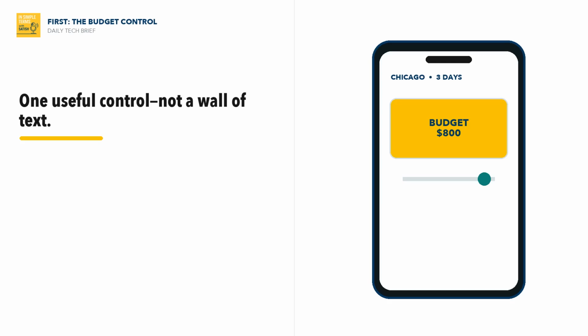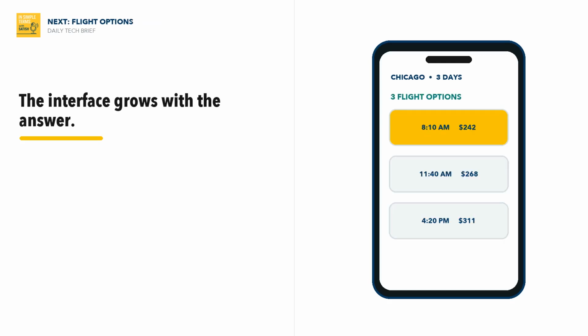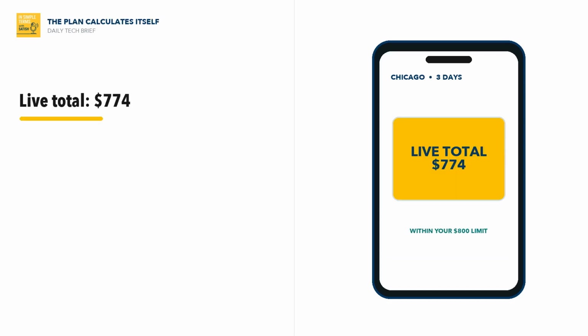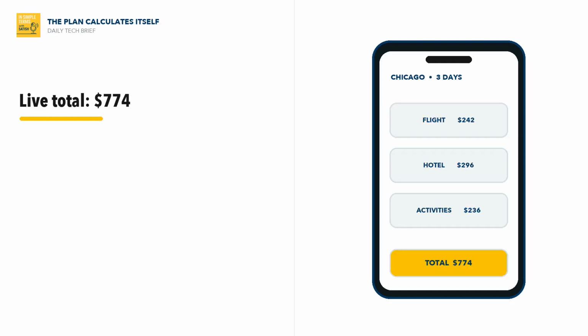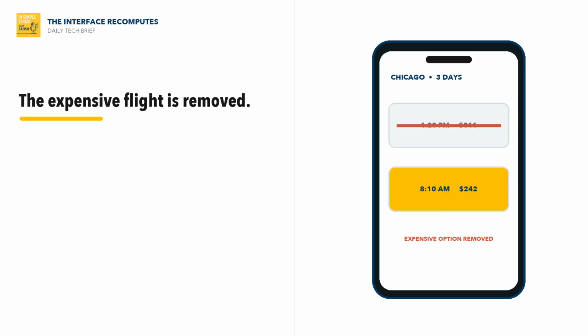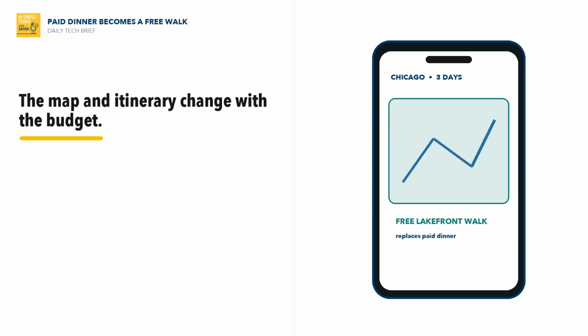A budget slider appears. 3 flight cards arrive beneath it. Then a hotel comparison, a map, and a day-by-day itinerary. At the bottom, a live total settles at $774. You drag the budget down to $650. The expensive flight disappears, the hotel changes, Friday's restaurant becomes a free lakefront walk.